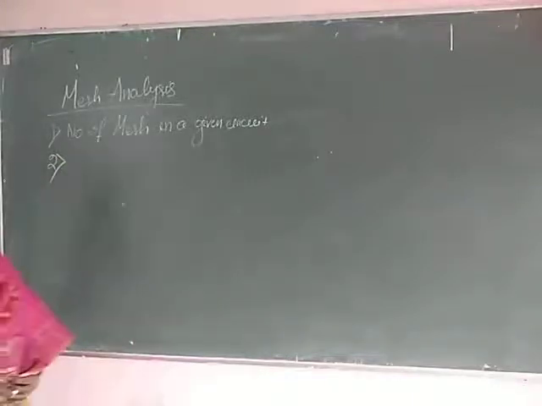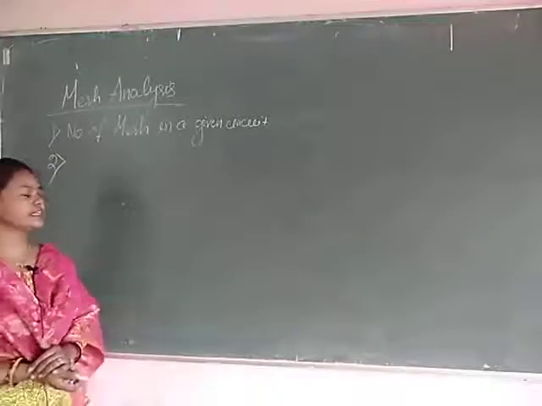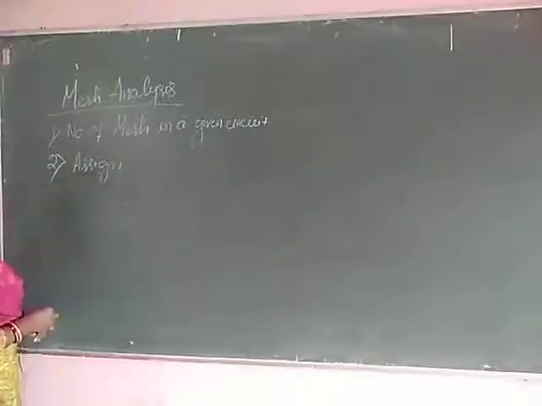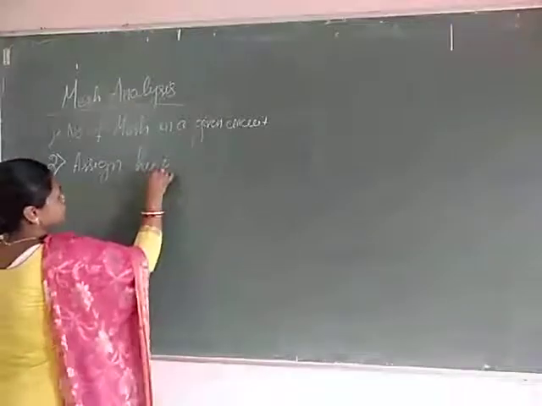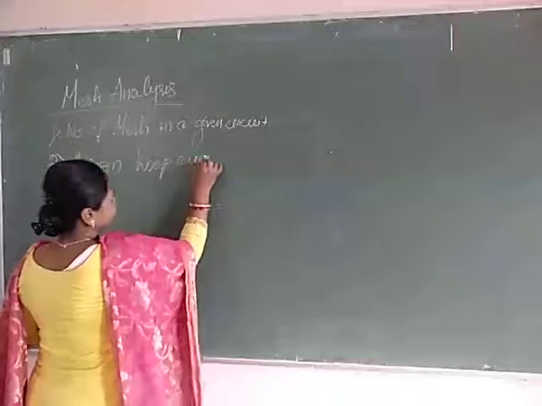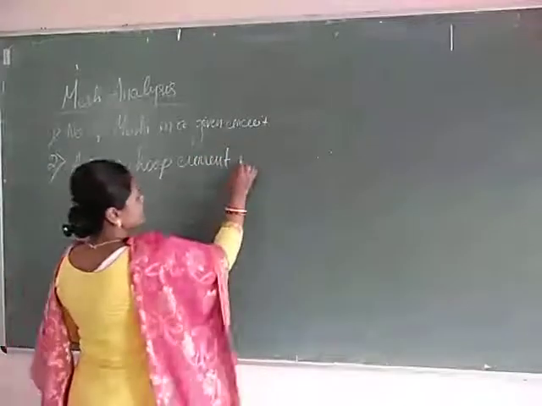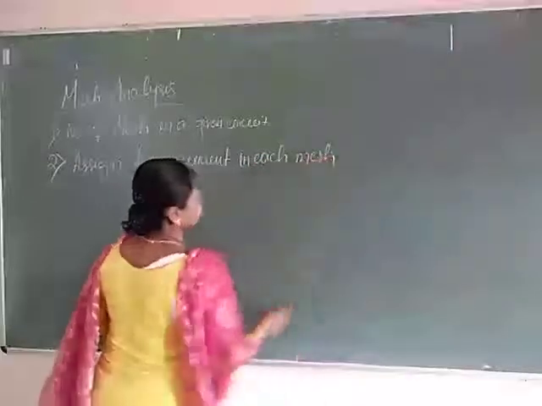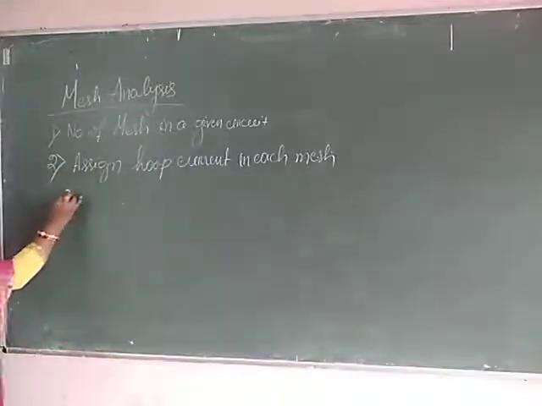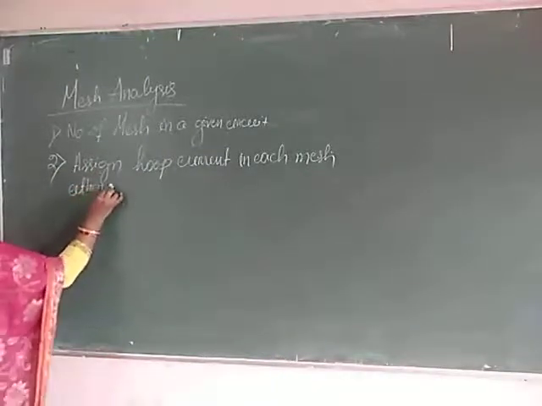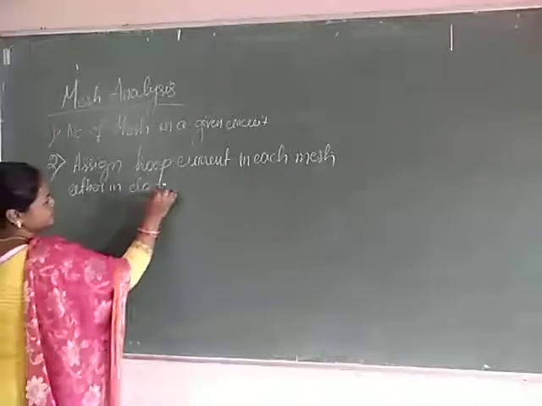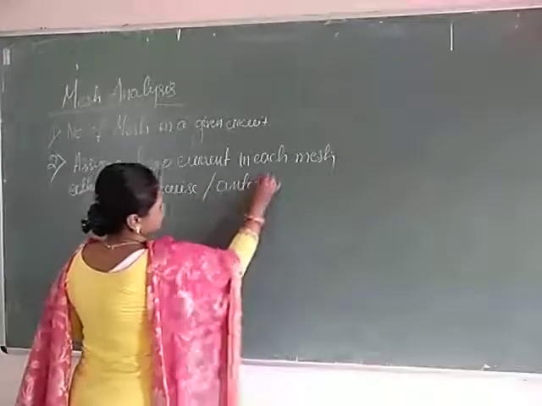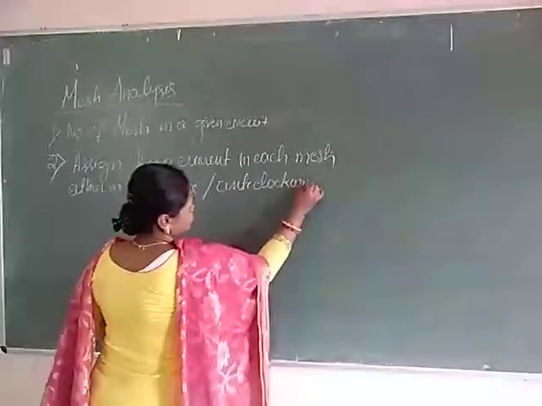Second point, after finding the number of mesh in a given circuit, you assign or assume a loop current in each mesh, either in clockwise or anti-clockwise direction.